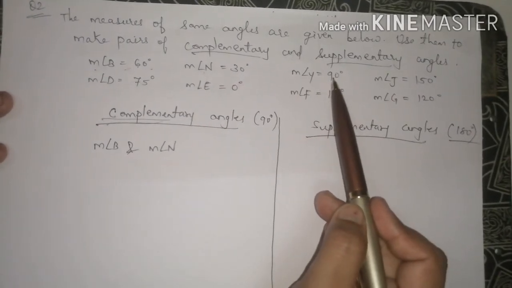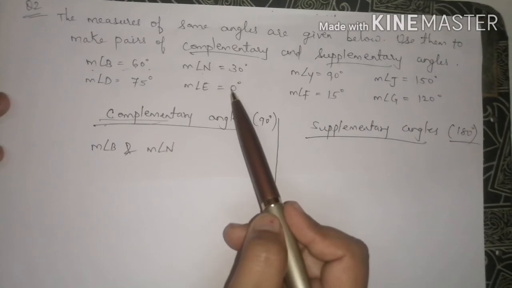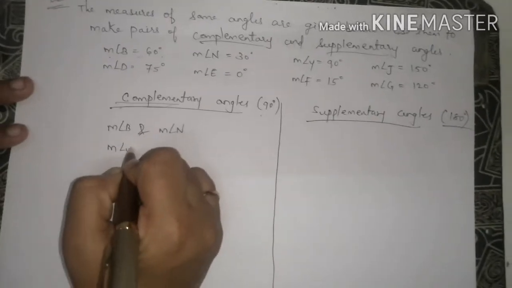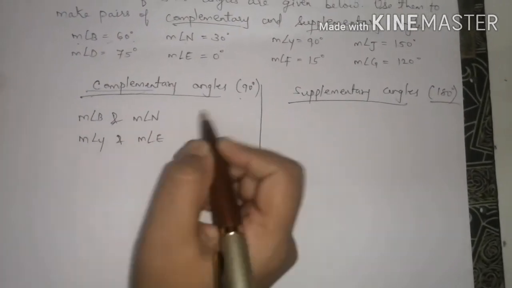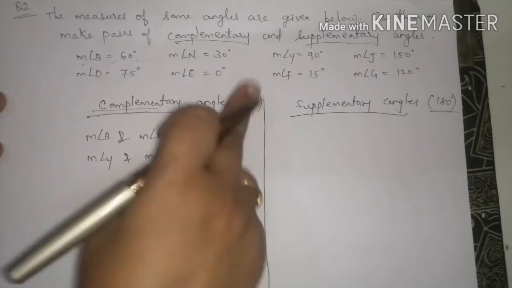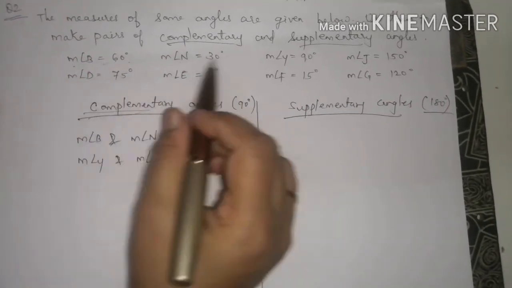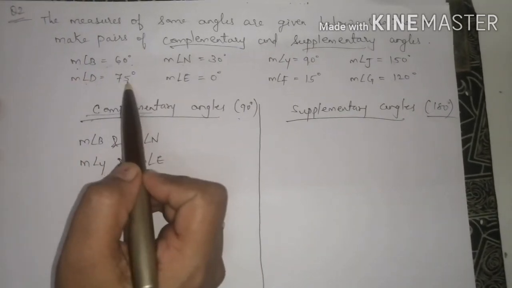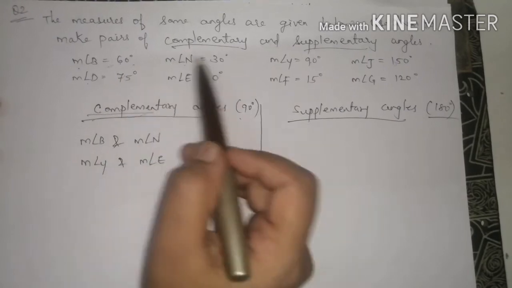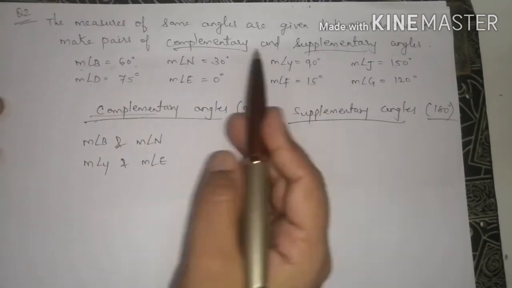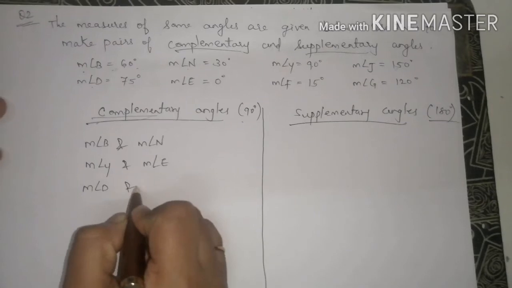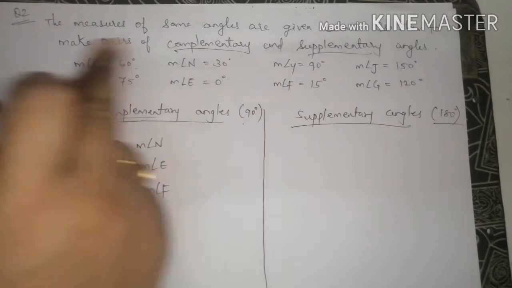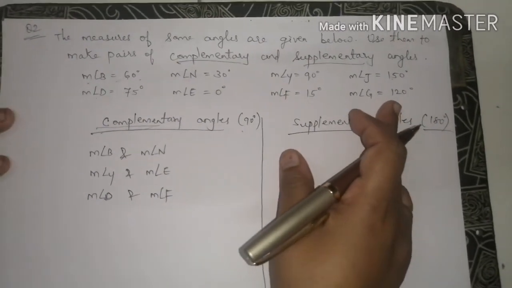The measure of angle Y is 90 degrees and here the measure of angle E is 0 degrees. 90 plus 0 is 90, so we are getting 90. Measure of angle Y and measure of angle E, because 90 plus 0 is 90, they are complementary. Then see, 150 we can't take because it is an obtuse angle. Come to here, the measure of angle D is 75 degrees, the measure of angle F is 15 degrees. If we add these two, we are getting 90 degrees. So measure of angle D and measure of angle F, 75 plus 15 is 90 degrees. 120 we can't take because it is an obtuse angle.